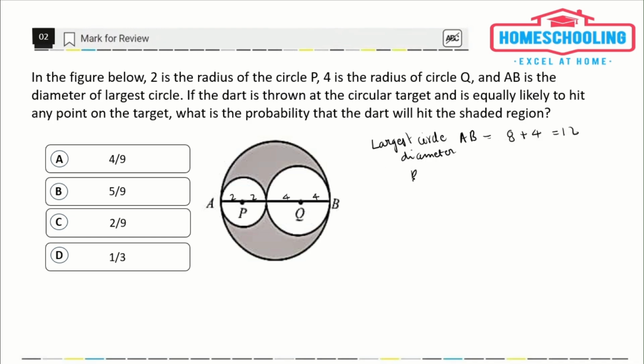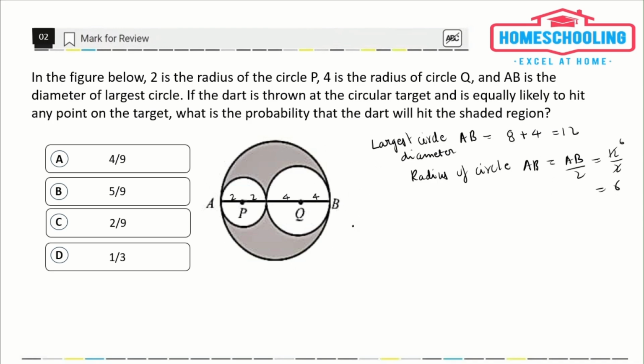So we can say that the radius of circle AB will be, because radius is half of the diameter, so half of the diameter AB, so AB divided by 2. So 12 divided by 2, this is going to be 6. So now we know the radius of this largest circle, that is 6.